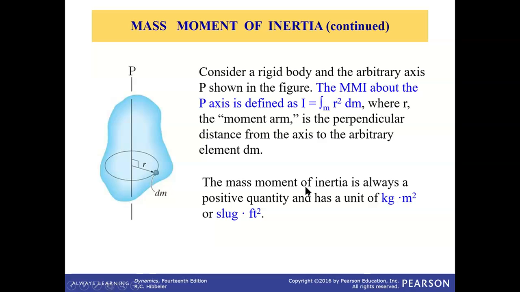Now the mass moment of inertia is always a positive quantity and has a unit of kilogram meter squared or slug feet squared. Its unit has two terms in it. One is r squared, where r is distance, so it is either meter squared or feet squared, and the second term is dm, which is for mass, so mass is either in kilograms or slugs. So the unit of moment of inertia is kilogram meter squared for the SI system and slug feet squared for the FPS system. And it's always a positive quantity because it is the product of distance squared with mass. Neither the mass nor the squared distance can be negative, by the way. So it's always a positive quantity.